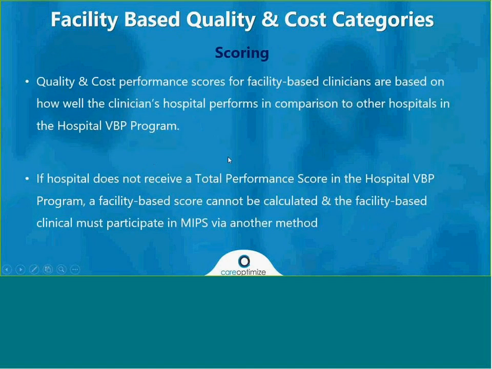Okay. All right, and finally in this area, how they're going to be scoring. The scoring for the facility-based clinicians is going to be how well clinicians' hospitals perform in comparison to other hospitals that are in the program. So this obviously has not been made public yet, so we don't know what it's going to be. So it is a bit of a risk. And again, if they don't receive that VBP, you're going to have to choose another method. You cannot use the facility-based.